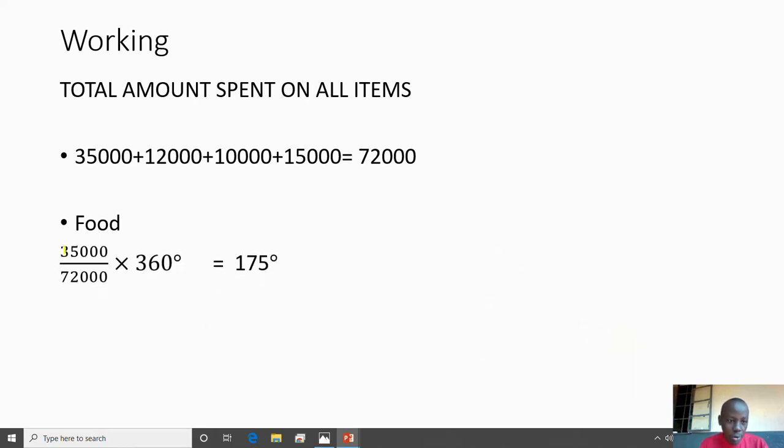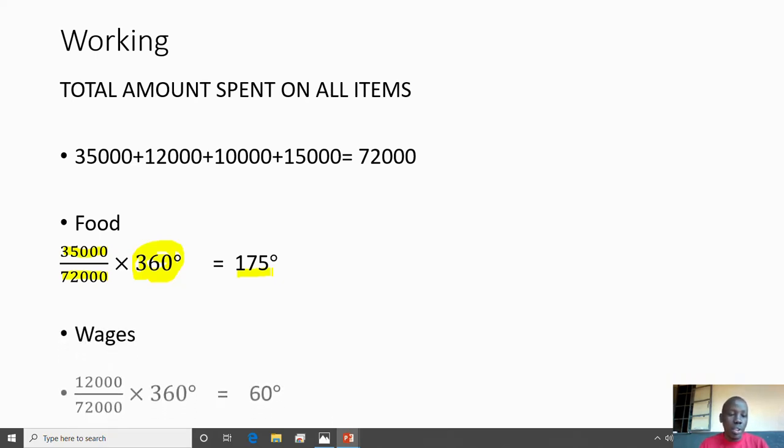We take the amount which is spent on food, which is 35,000, divided by the total amount, then times 360 degrees. This is the angle sum of the sample, which is 360 degrees, and the answer which we get when we place it into a calculator is 175 degrees. Therefore, we are going to do this for each item.